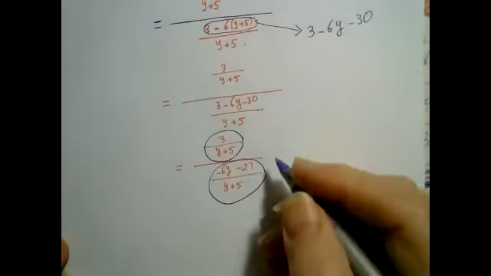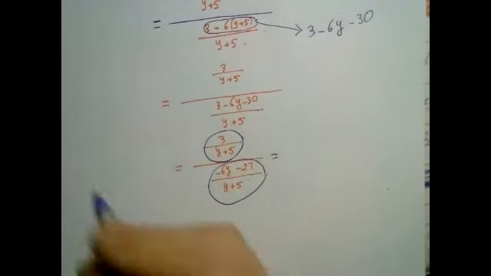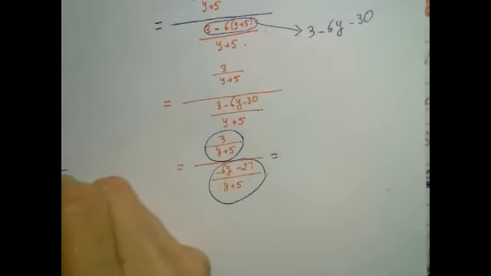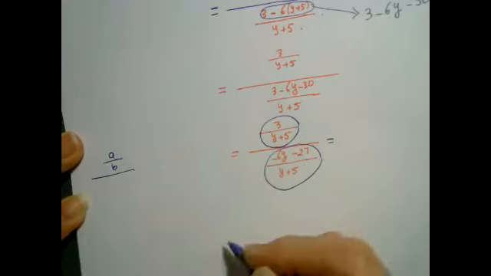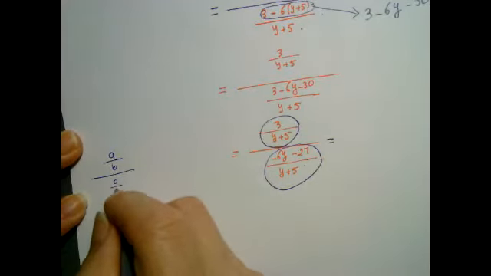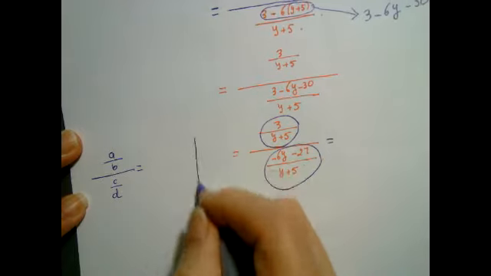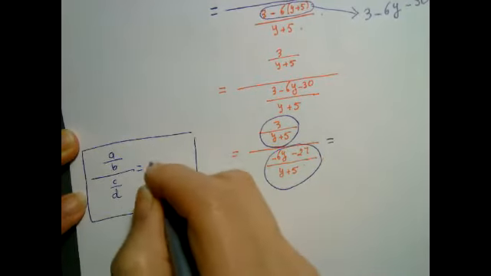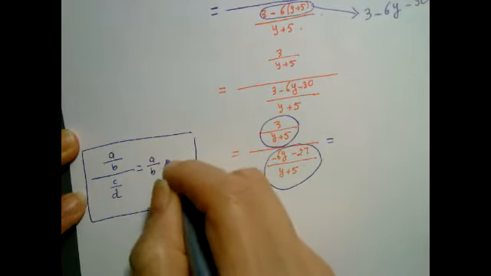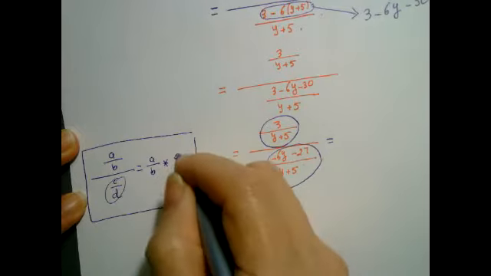And now we use the property. Remember how we divide fractions. If you have a fraction a over b divided by c over d, that's the rule, it is equal to a over b, and you multiply it by the reciprocal.